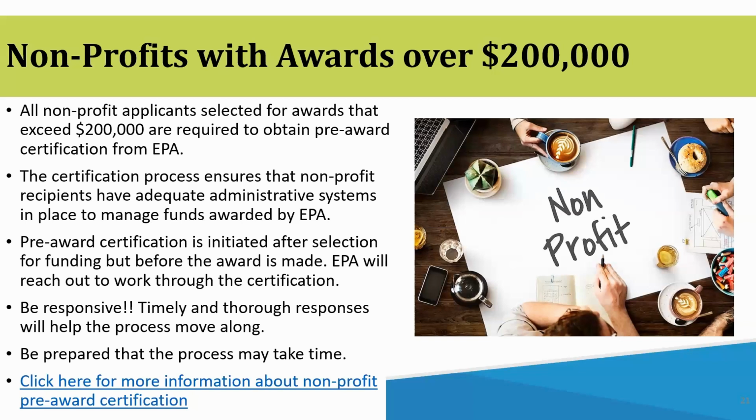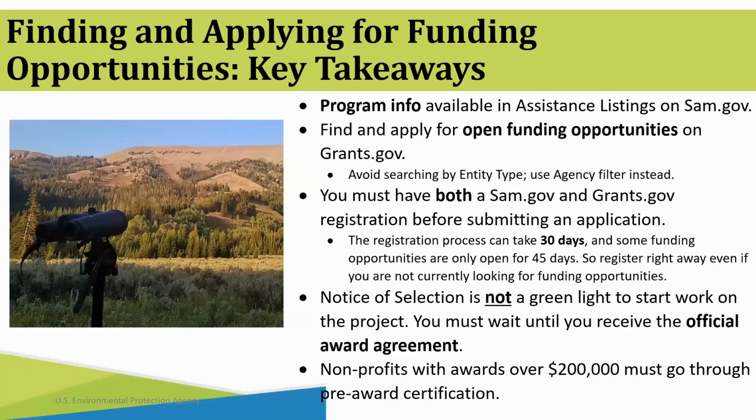Nonprofit applicants selected for awards that exceed $200,000 are required to obtain pre-award certification. This process ensures that nonprofit recipients have adequate administrative systems in place to manage funds. If this requirement applies to your organization, EPA will reach out to initiate this process after you have been notified of selection. It's important to respond in a timely manner to these queries because the process of pre-award certification can take some time. So here are some key takeaways of this section of my talk.